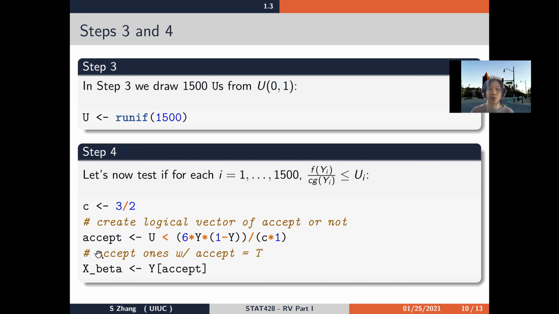Lastly, let's toss away the rejected samples and keep the accepted samples as our draws for x. Let's call the draws for x x beta. So the draws from the beta distribution, and that's going to be the subvector of y, the draws we obtained from the proposal distribution, such that they were accepted.